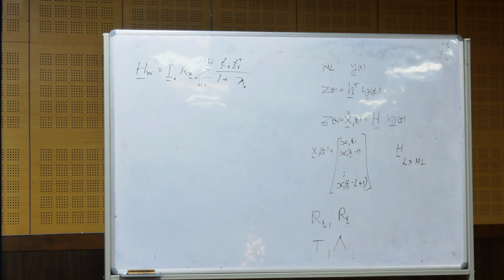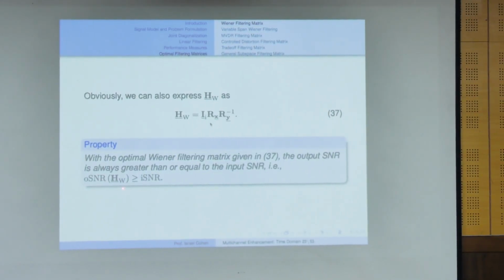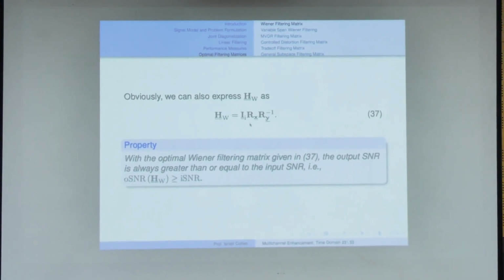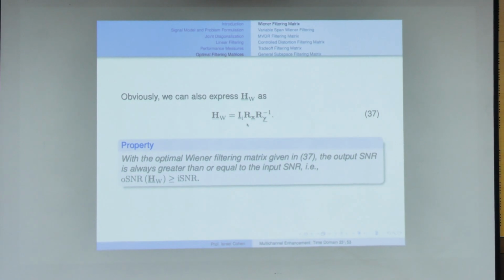And what we have here, of course we can express the Wiener filtering matrix like this, but I will show you why it is useful to write it like that. And then we also see that the Wiener filtering matrix, just like with the single channel, always improves, or at least does not degrade, the SNR. You always get some gain in SNR, larger or equal to 0. So the output SNR will be not smaller than the input SNR. The more information that we get, the higher signal-to-noise ratio that we get at the output.